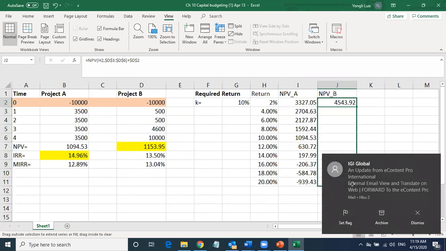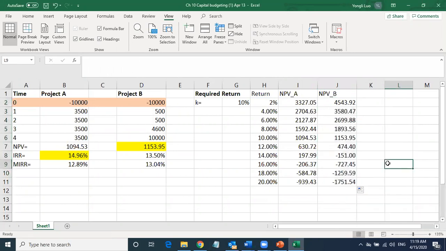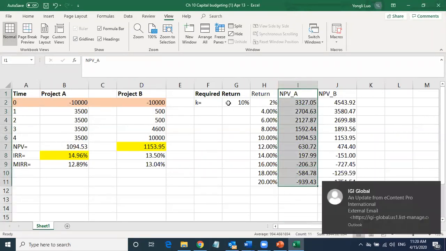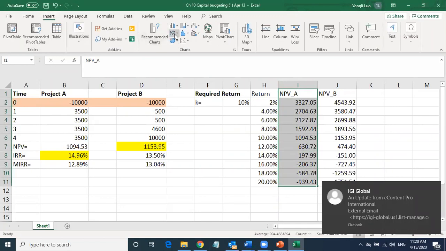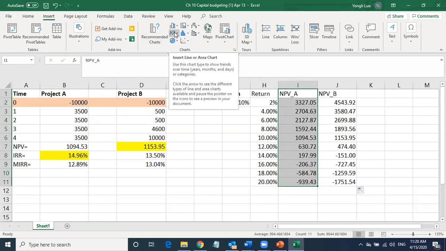We drag all the way down here. Okay, so now we have the net present value of project A and the net present value of project B. So you select the net present value, let's say we select this, net present value A, and then you insert a graph. Insert line graph right here.